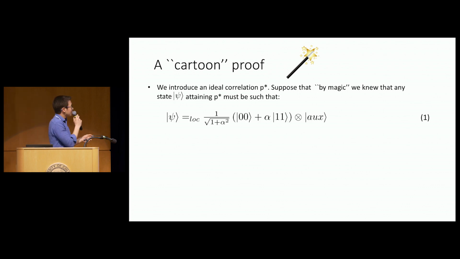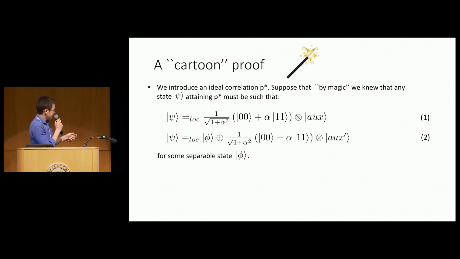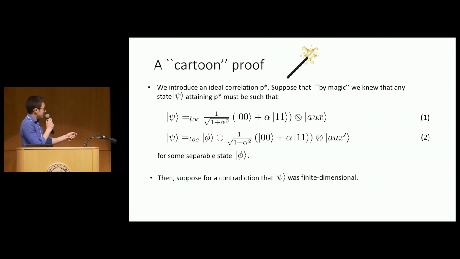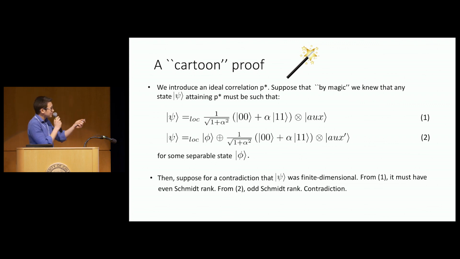Psi is local isometry equivalent to this state here, which is the same that we had earlier. But we also know by magic that psi has to be local isometry equivalent to the state in 2 for some separable state phi. So suppose that we know that phi is separable. Then we can apply the same intuition from the previous slide. Suppose for a contradiction that this state psi was finite dimensional, then from expression 1, it would have to have even Schmidt rank, and from 2, the Schmidt rank would have to be odd. So this is impossible. So psi has to be infinite dimensional.